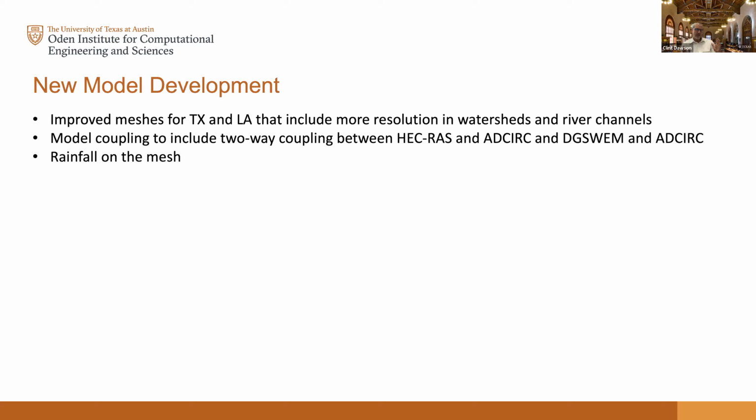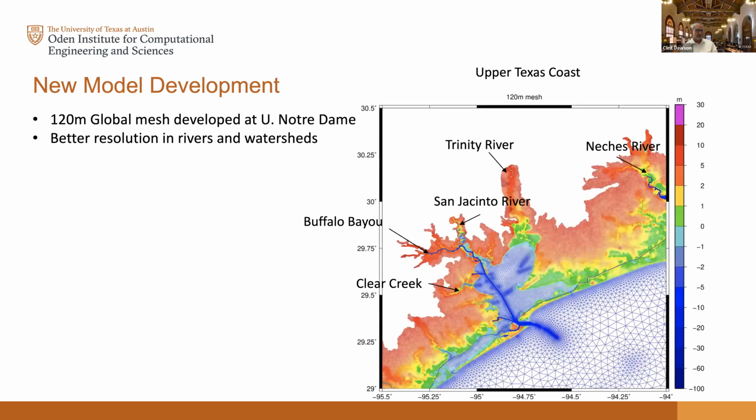One reason for doing that is so that we can continue to look at these two-way couplings between codes like HECRAS and ADCIRC, or this discontinuous Galerkin code that I mentioned earlier in ADCIRC. Another thing that we're adding to the model is actually having rainfall on the mesh, which we hadn't done before. Everything I showed you before neglected the rainfall that's actually falling on the mesh.